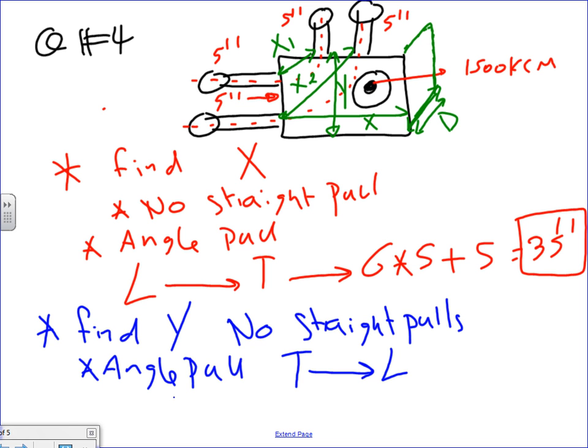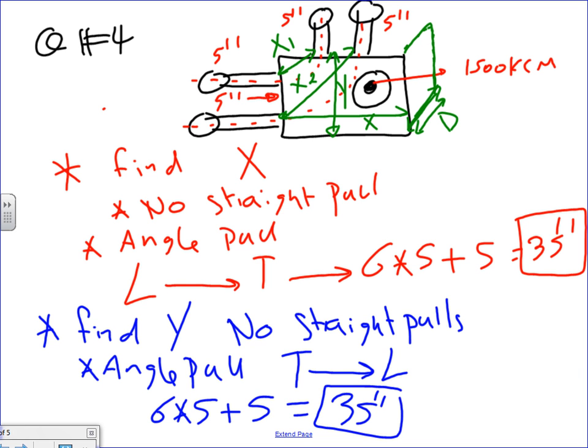Okay, the same thing, guys. 6 times the largest conduit plus all other conduits in the same wall. That will give me 35 inches. Is there any other way I can find Y?